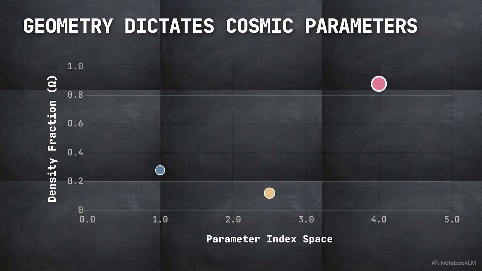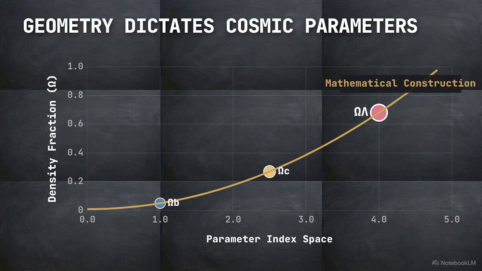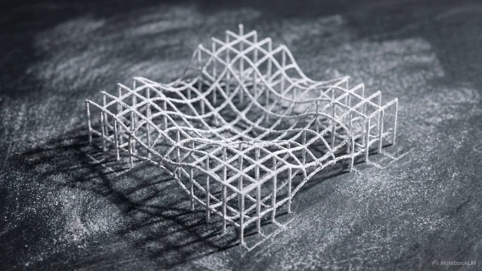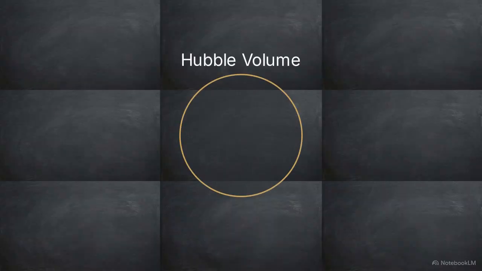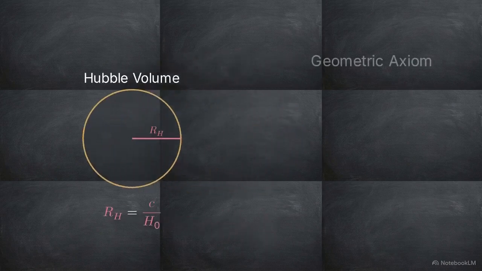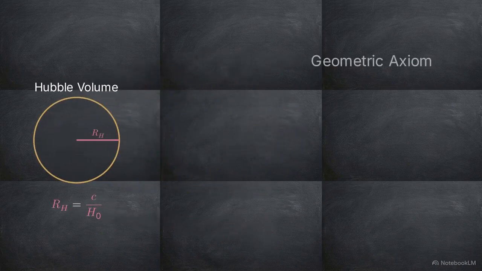If this mathematical construction holds, the lambda CDM parameters stop being independently fitted variables. They become closed algebraic consequences of spacetime geometry. The mathematical buildup starts with the geometry of the Hubble volume. We define the radius of this horizon, r sub h, as the speed of light divided by the Hubble constant. From there, we introduce a starting geometric axiom linking the cosmological constant, lambda, to the area of this horizon. Lambda times the horizon radius squared equals pi cubed over 15.